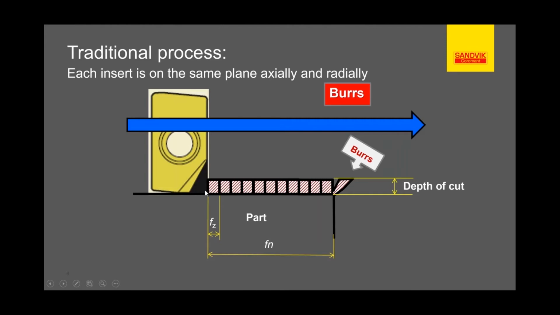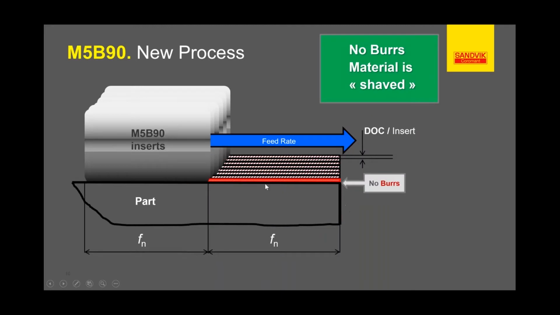In traditional face milling, you put every insert on the same plane, both axial and radially, and when it exits the part, you get this burr pushed over. That's the problem. With our concept, you're shaving the material. No burrs. It might be a microscopic burr, very, very little, acceptable in most cases to the customer.